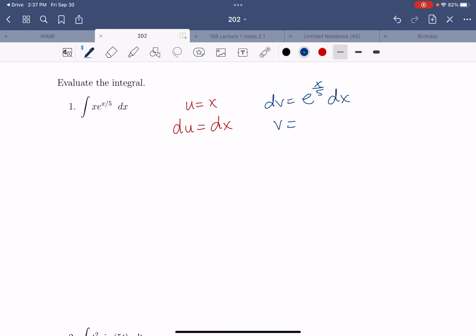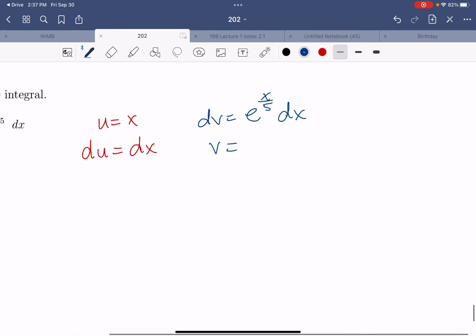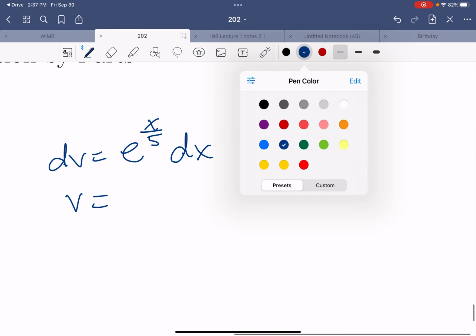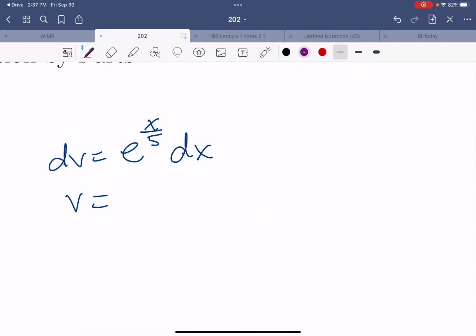This is a baby u sub. Okay, so if I'm going off to the side here and zooming in, if I'm going to write all this out, I'm going to have a baby u, which I'm going to call, let's call it r. I'm going to call that x over 5, right? And that's because dr is 1/5 dx, right?